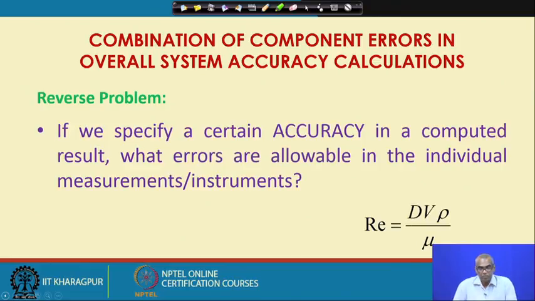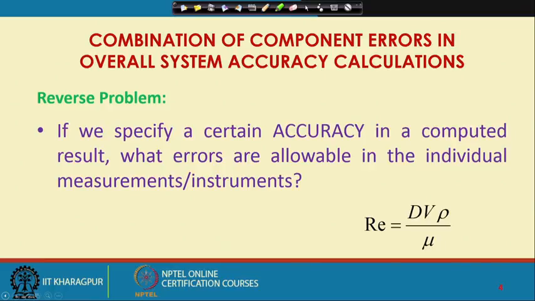The reverse problem can be specified as follows. If we specify a certain accuracy in a computed result, what errors are allowable in the individual measurements or instruments? Let us say I say the Reynolds number has to be measured with 99% accuracy. So, what are the maximum inaccuracies allowable for measurement of diameter, velocity, density and viscosity? So, this is known as the reverse problem.